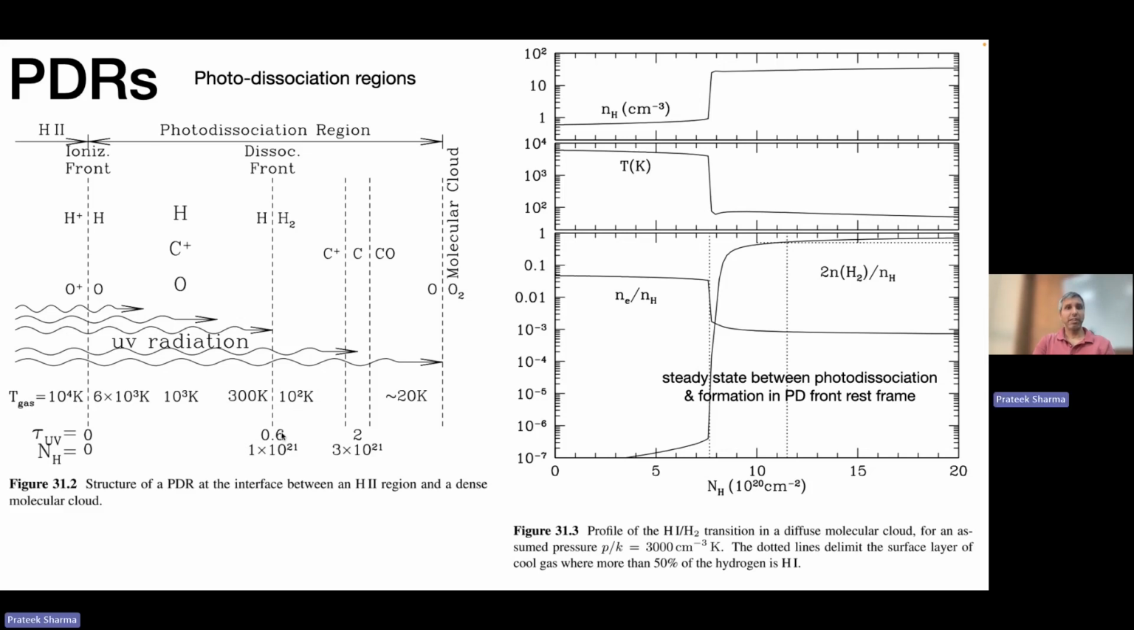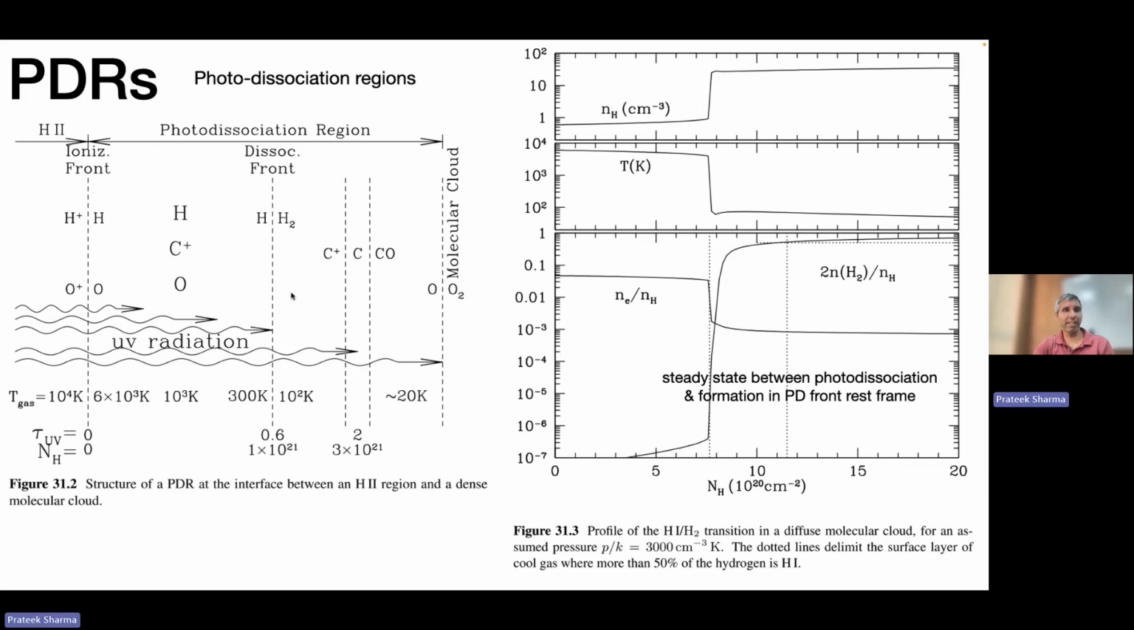Here it becomes order unity. And as you go deeper and deeper, the optical depth becomes bigger and bigger, and X_H2, the fraction of hydrogen in molecular form, becomes larger and larger. This is called a photodissociation region. So, Stromgren sphere followed by a photodissociation region with a range of temperatures. And then if you have a high enough column, you will have a molecular cloud, which is mostly molecules.